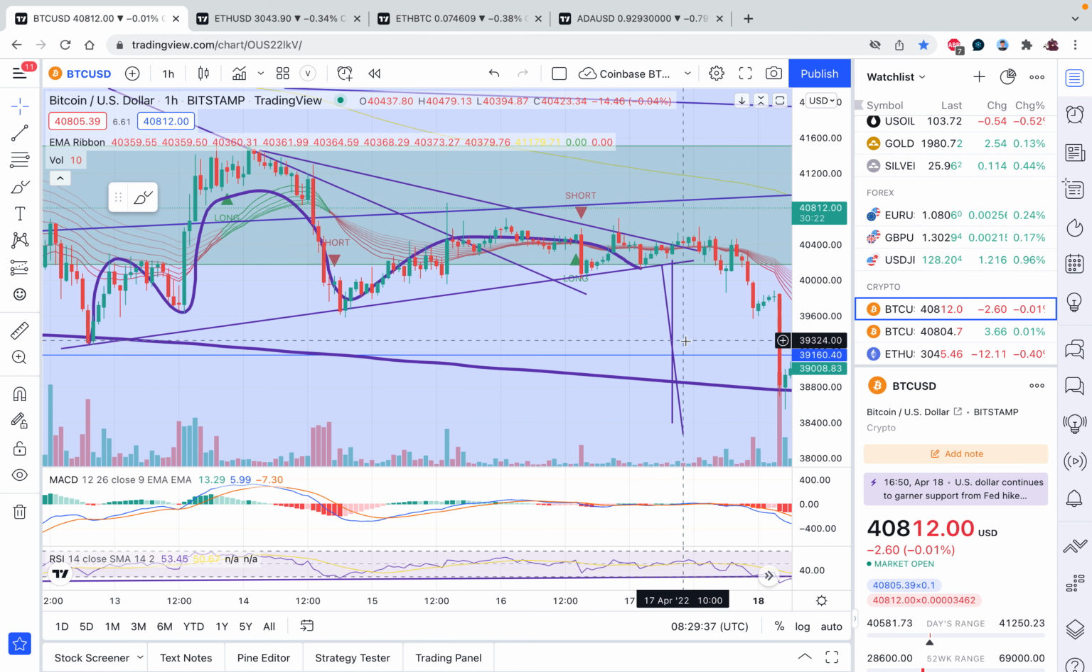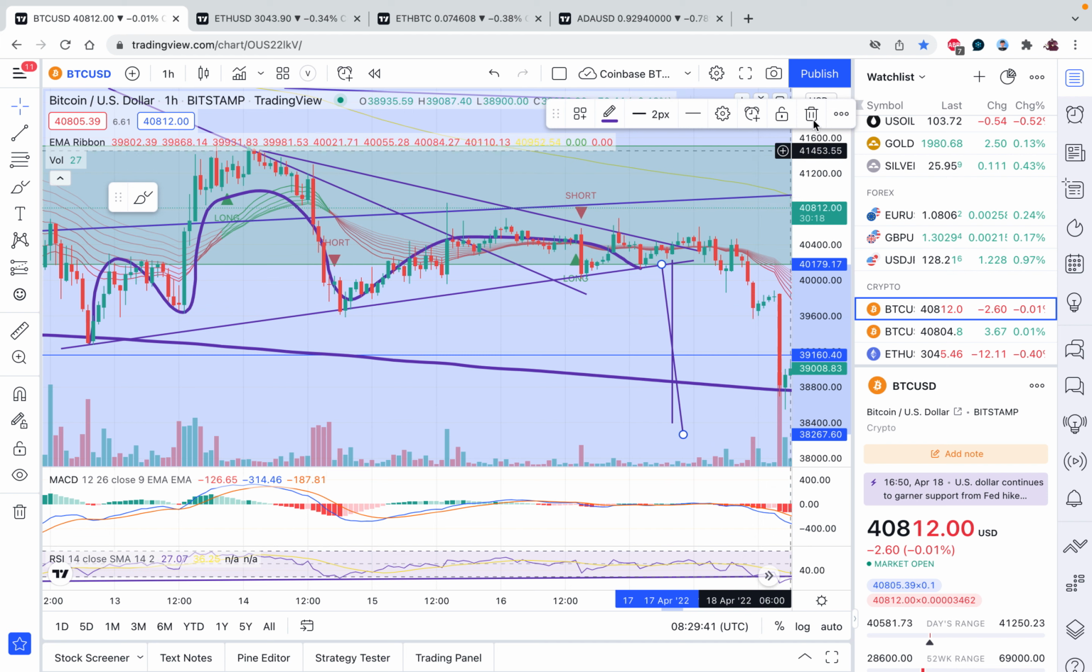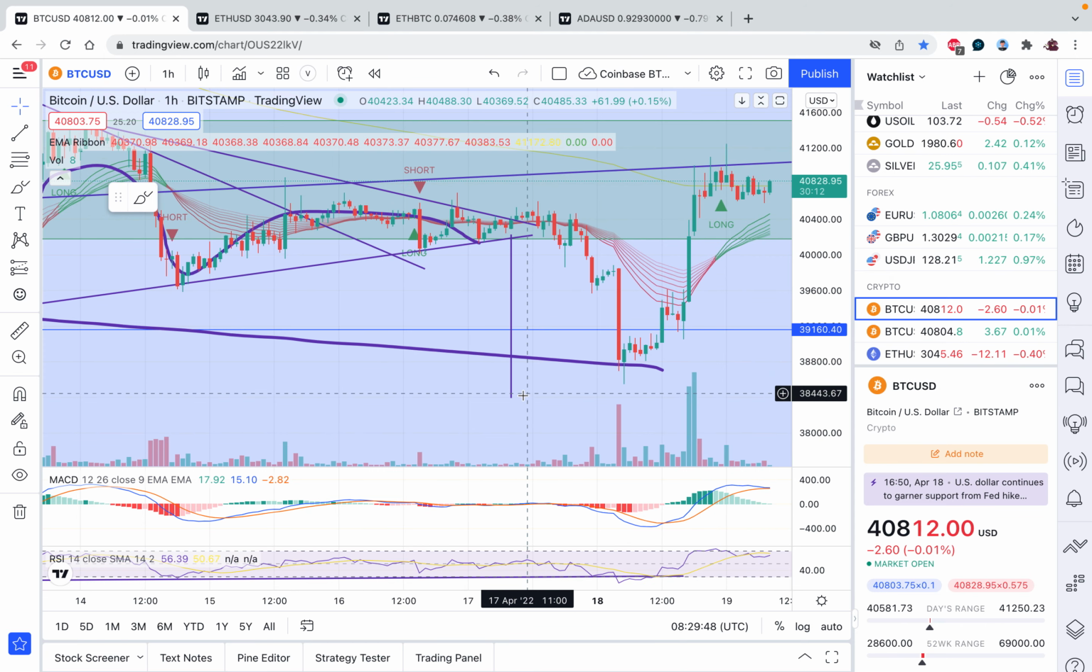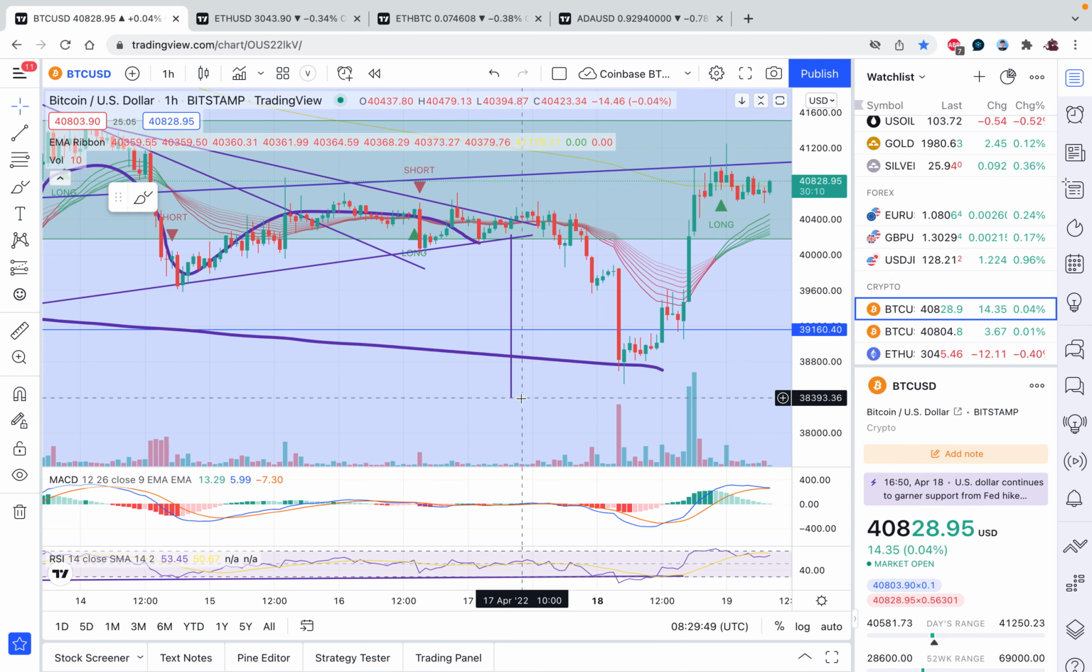And yeah, yesterday we drew that line also. So you can see that, yeah, we almost met the target. The target actually was around 38,393, and we came to 38,544.